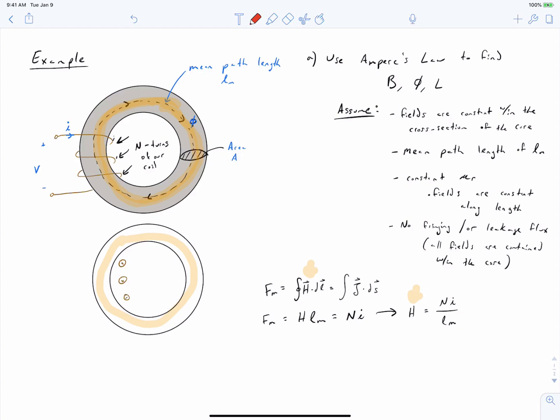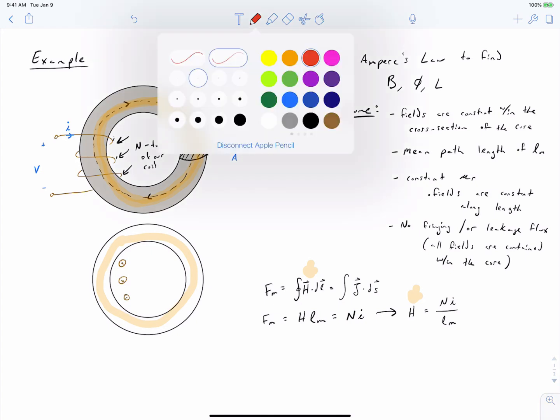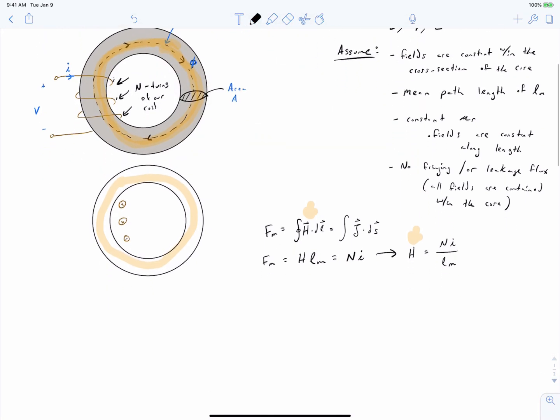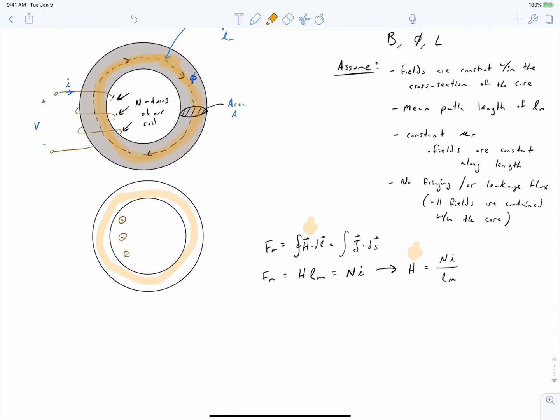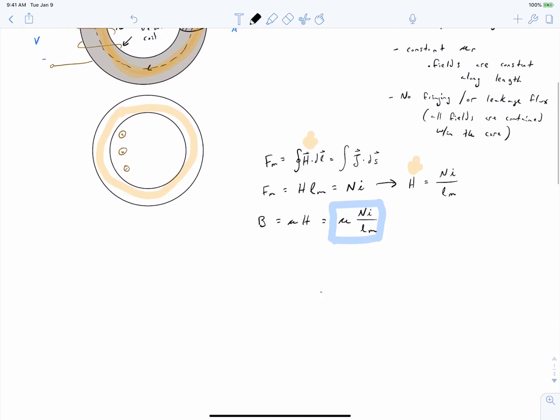We have an expression for our H field, but what we really want is an expression for B. That's what our goal is up here. And we get that simply by using our relation that B is equal to mu times H. So we've completed the first task that we were set upon. We found an expression for our B field. Next, we want to find an expression for the flux in our core.